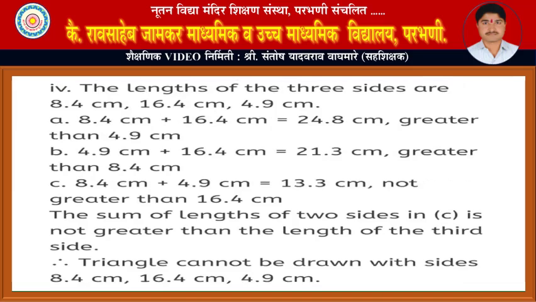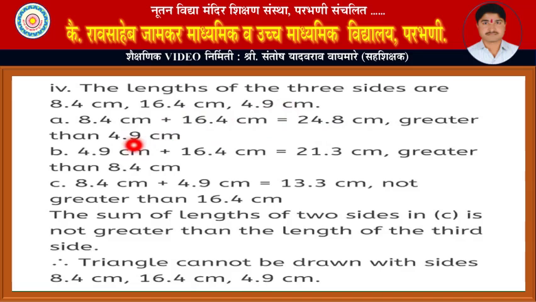Fourth question. The lengths of the three sides are given as 8.4, 16.4 and 4.9 centimeter. Let's start adding 8.4 plus 16.4. You can also add 8.4 plus 4.9 first, whichever you want. So here in A we have taken two sides 8.4 and 16.4, which is equal to 24.8 centimeter and it is greater than 4.9 centimeter, the third side.